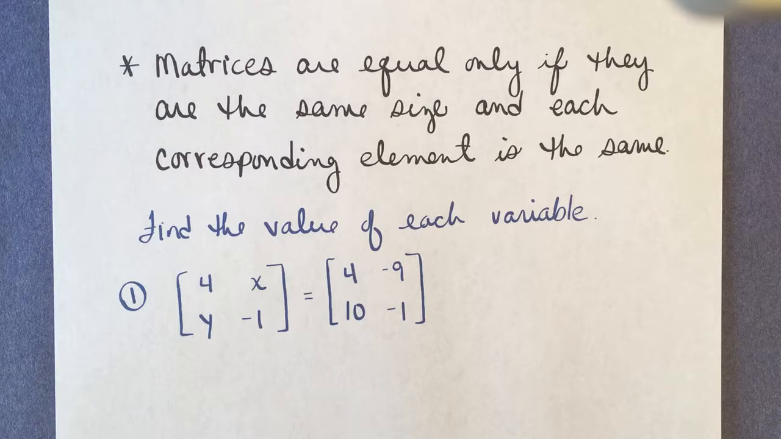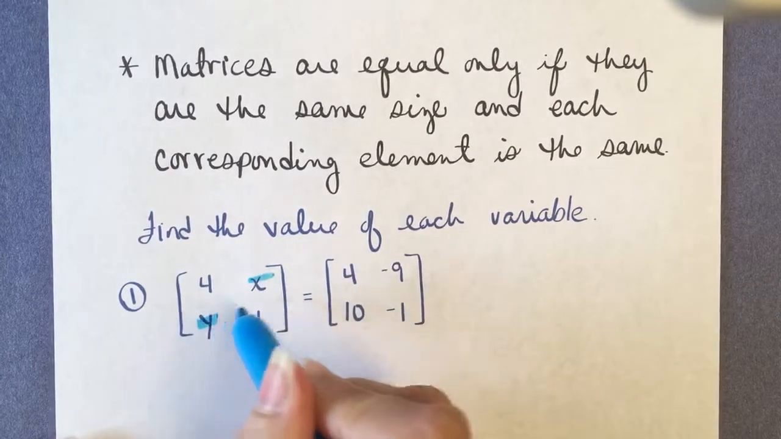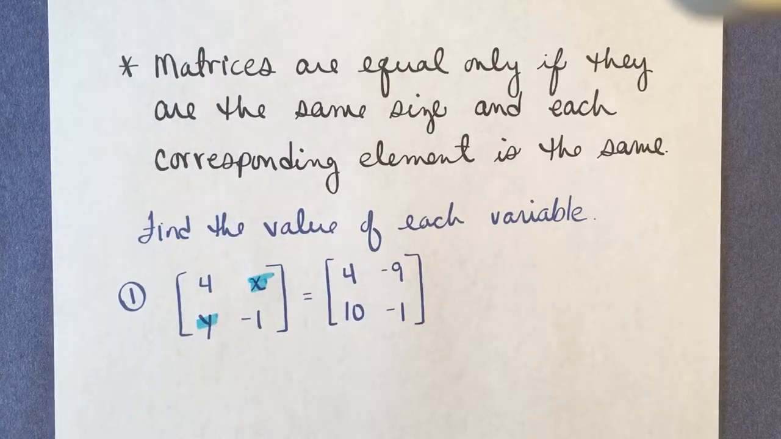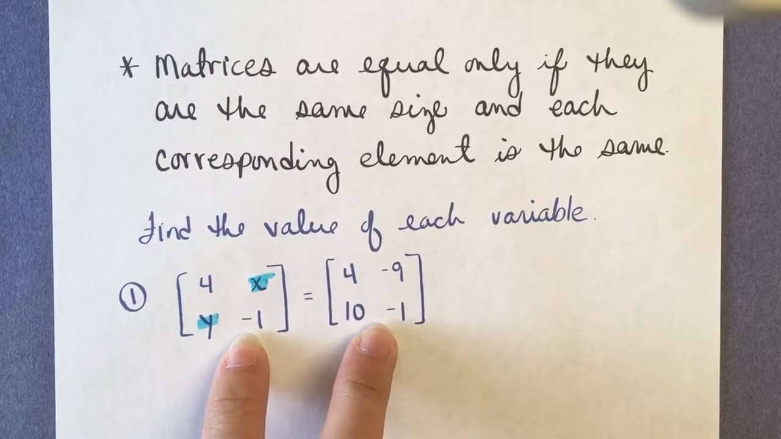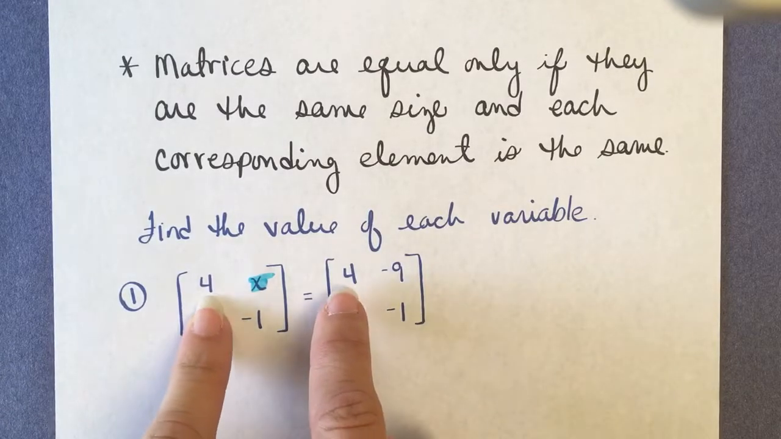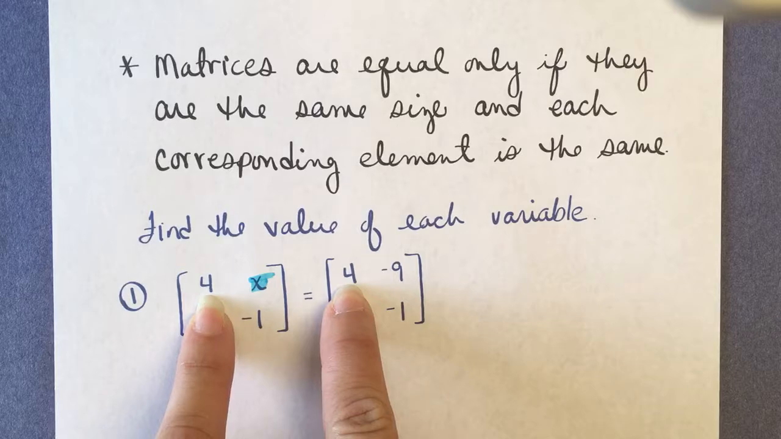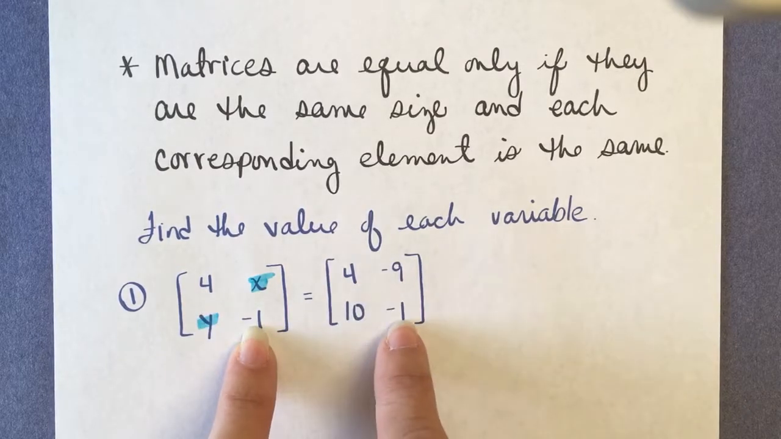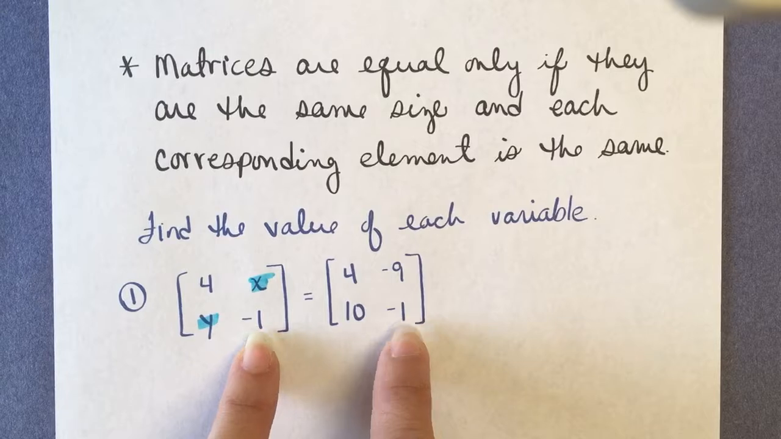Okay, so what you're asked to do here is to find the value of each variable. Of course, the variables that I have here are x and y. So here I have my x, here I have my y. But I'm told that these two matrices are equal to each other. Of course, you can tell by looking they are the same size. But those corresponding elements, the numbers that are in the same positions, have to be the same. So like if you'll notice already here, the first number that you have in each one of these are both 4s. And like down here, each of these numbers are both -1s.